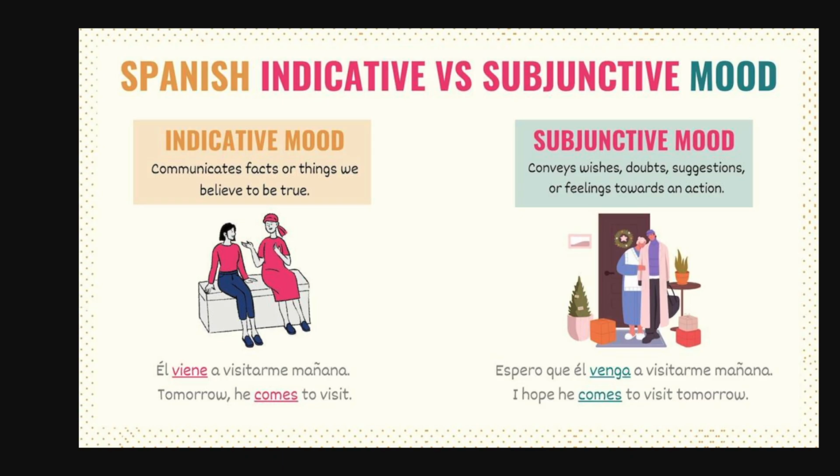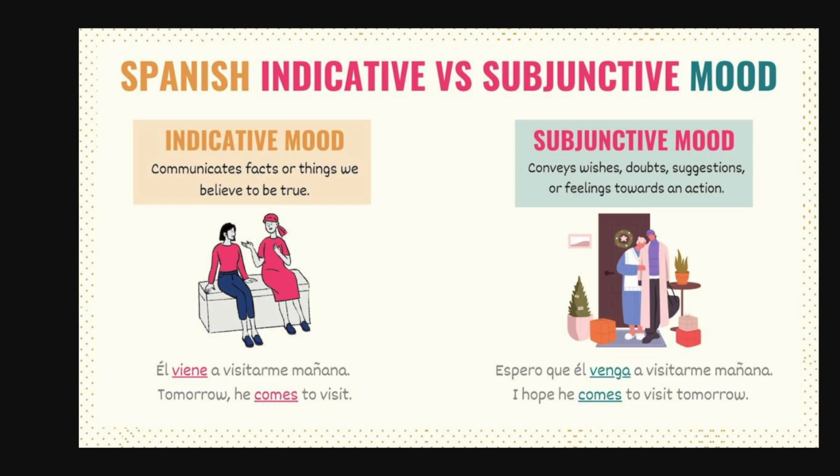So the example here about our friend coming tomorrow to visit us becomes "Espero que él venga a visitarme mañana," which translates to I hope he comes to visit me tomorrow. That's very different from "tomorrow he comes to visit." It becomes I hope he comes to visit tomorrow.